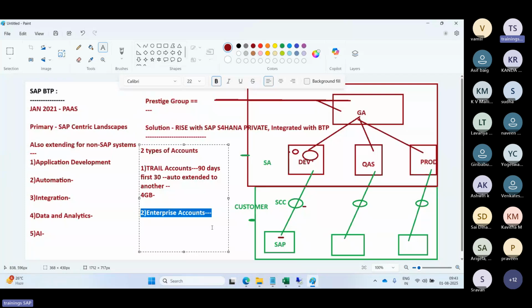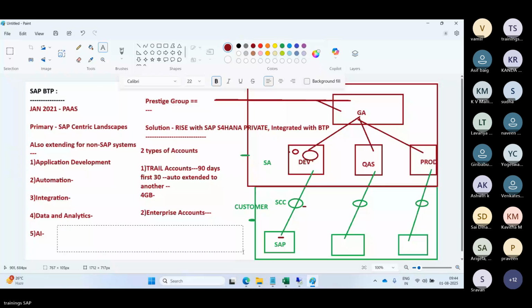Right? So in the demo time, I already gave some information about how SAP entered into the PaaS market, right? In 2011, they entered into the PaaS market. I'm just giving you the high level. PaaS means platform as a service market.